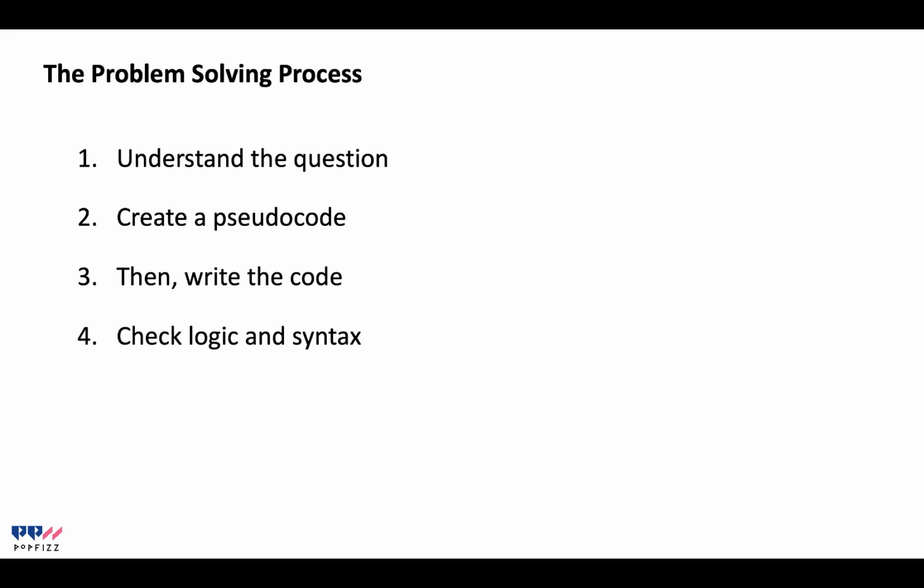In this session, I'll be modeling problem solving in the following steps. Number 1, understand the question. This is where we define the question in our own language and terms. Number 2, we're going to write out pseudocode. If the question is too simple, you can skip this step. Number 3, write the code. This is where you would actually write down your solution on a piece of paper. And 4, if time permits, check your logic and your syntax.